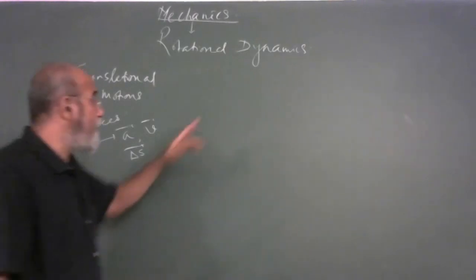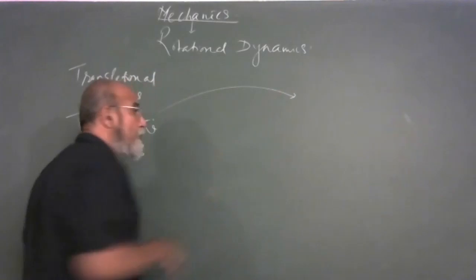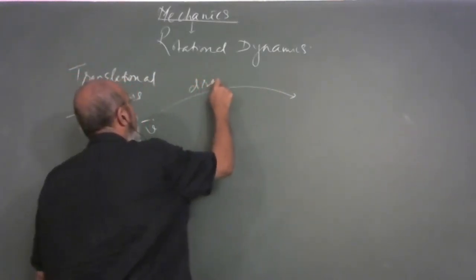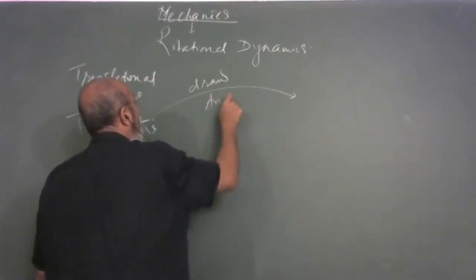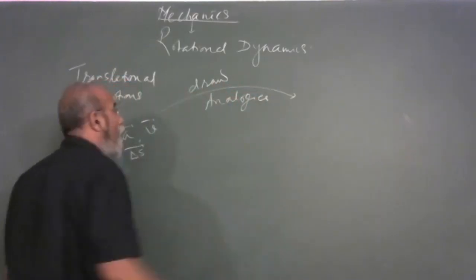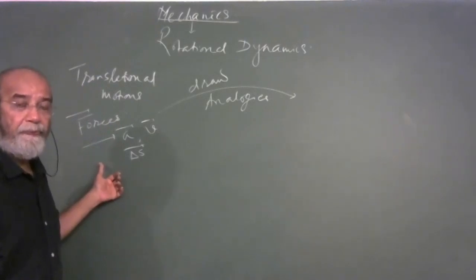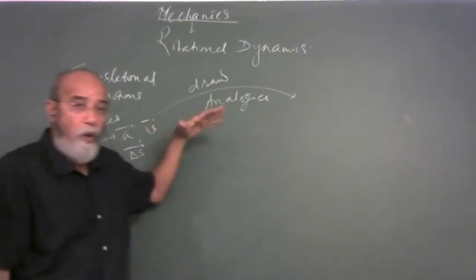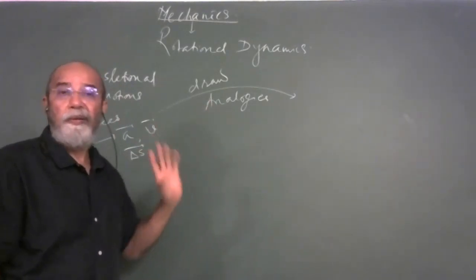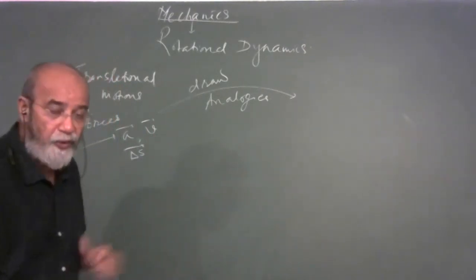For us to understand rotational dynamics, the easiest path is to draw analogies from whatever we've studied so that we can skip over certain academic exercises. We don't have to do them.